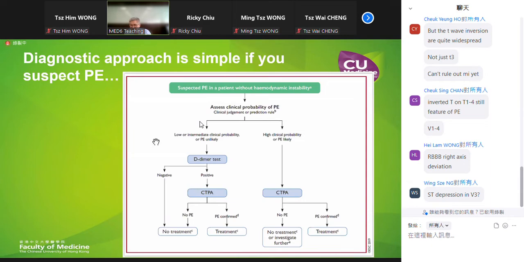You just need to do an echocardiogram and look for any RV dilatation. If you have all these things and you have severe RV dilatation, then you can probably confirm and treat it as massive PE without doing CTPA. But if you have time, sure, do a CTPA.